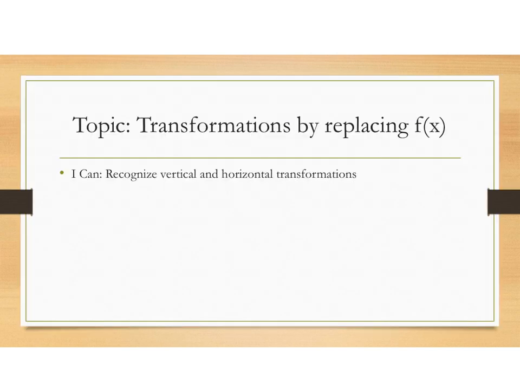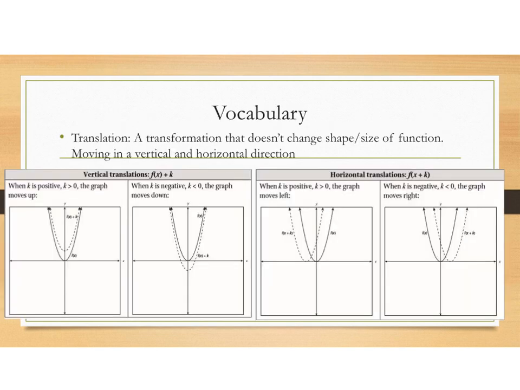Today's topic is transformations by replacing f of x. We're going to recognize vertical and horizontal transformations on parabolas today. Vocabulary: translation. It's a transformation that does not change the shape or size of a function. We're going to be moving in either a vertical or horizontal direction.